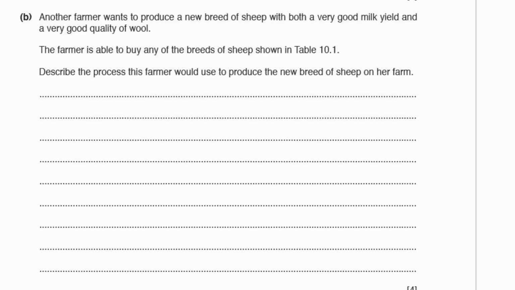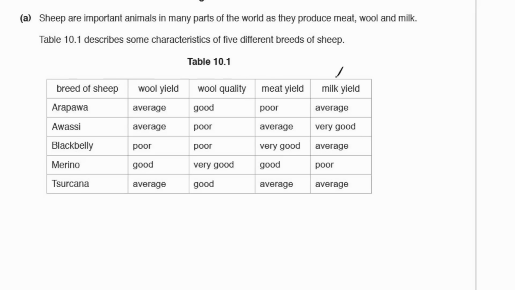Okay, so let's look at this. They want very good milk and very good wool. So milk yield, and wool quality is what they want. So very good wool quality with very good milk yield. So it looks like they should cross an Awassi and a merino.